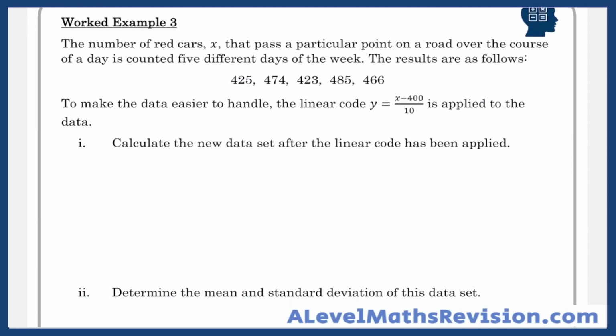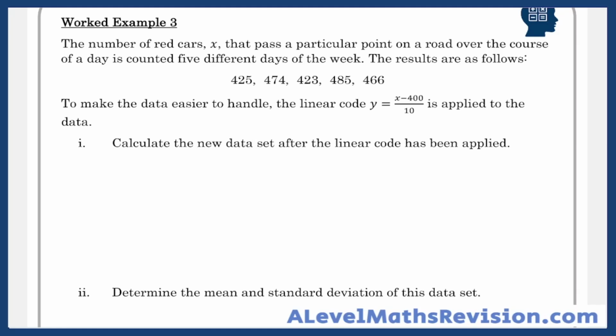So now let's have a look at some examples that combine two types of transformation, and let's have a look at how to deal with those. So let's have a look. The number of red cars X that pass a particular point on a road over the course of a day is counted 5 different days of the week. The results are as follows, and there you have the data there.